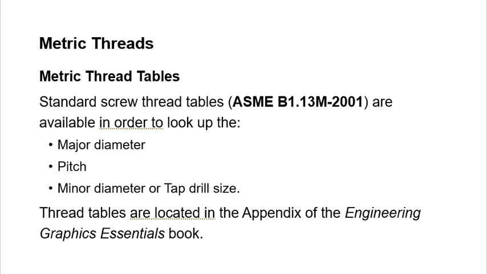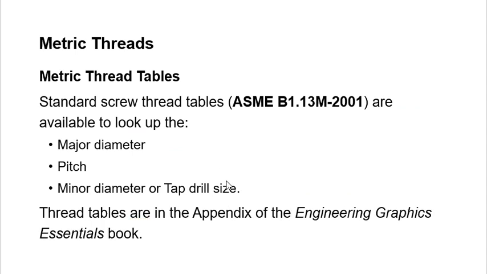All right. So, thread tables for the matrix. For the thread tables, you will go all the way to the back of your textbook. Go to Appendix B, and you're going to see them. Don't worry about B1.1 and things like that. This is from the original table from ASME, so you have a little bit of a different one.